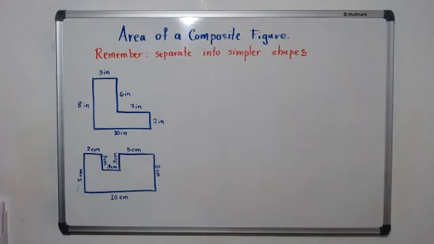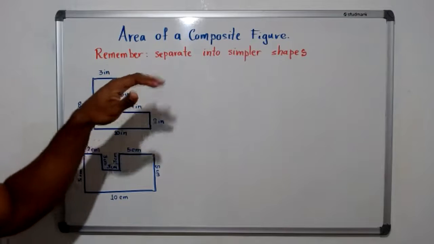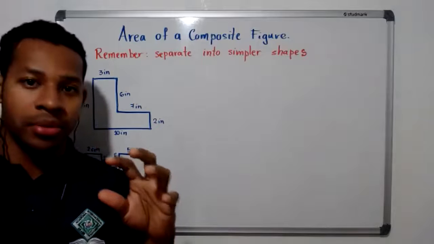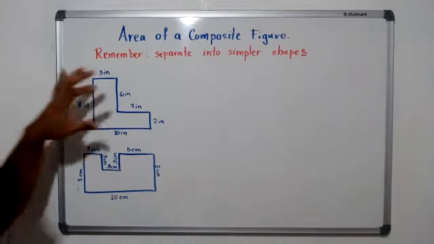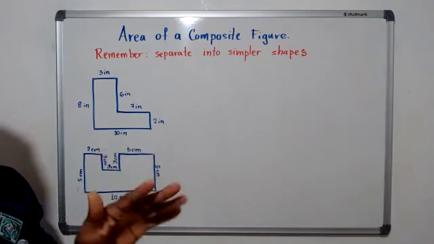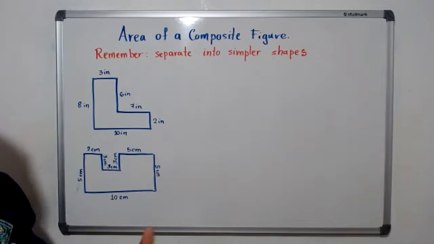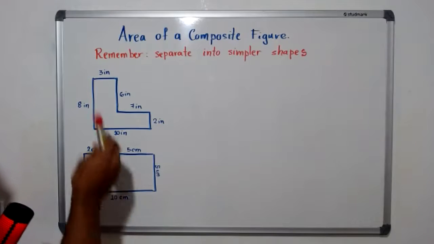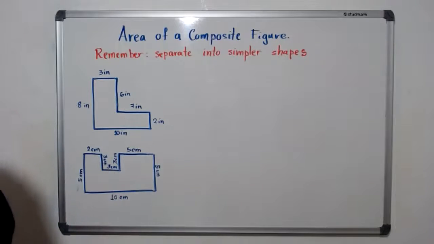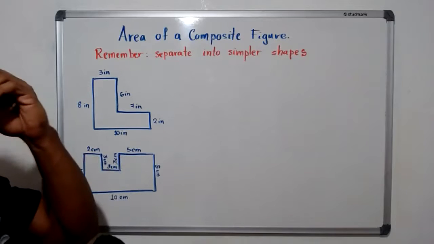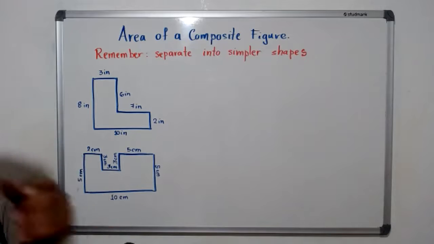Composite figure, area of a composite figure. Okay, you need to remember, separate into simple shapes, okay? We have two examples. I'm going to explain the two examples with different ways of solution. So in the first example, we have like a letter L, but you need to look for all the lengths that we have in the figure.